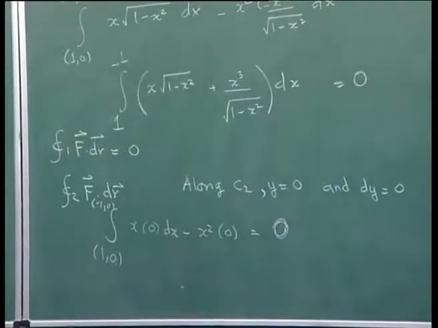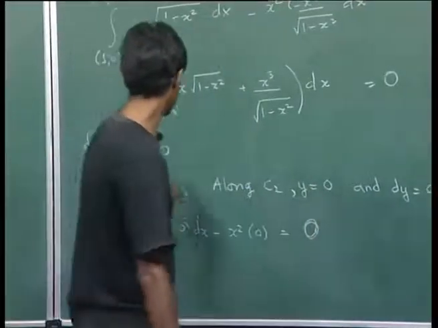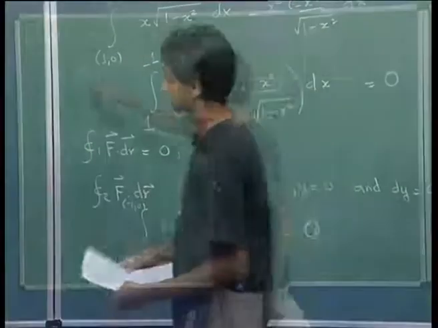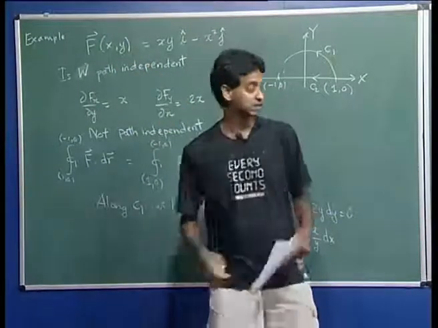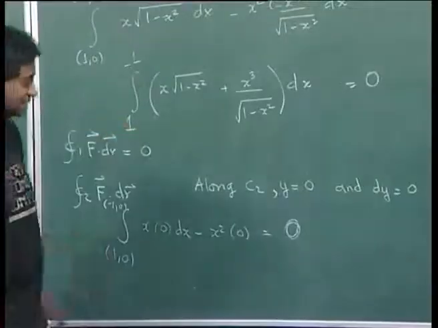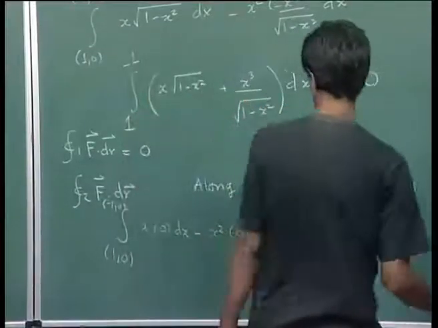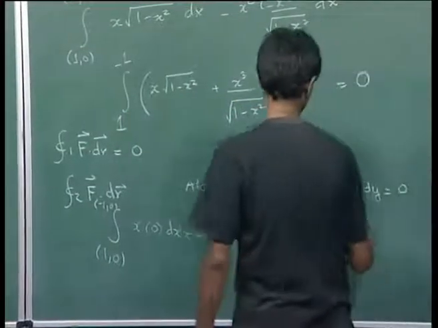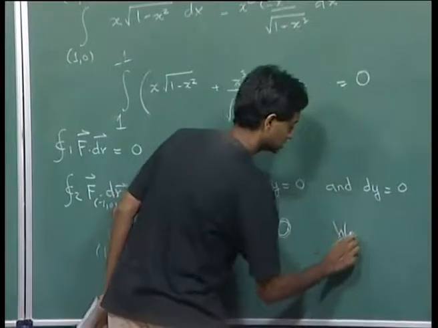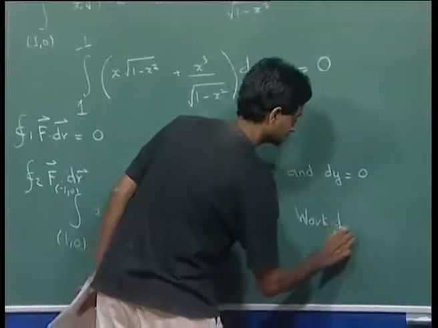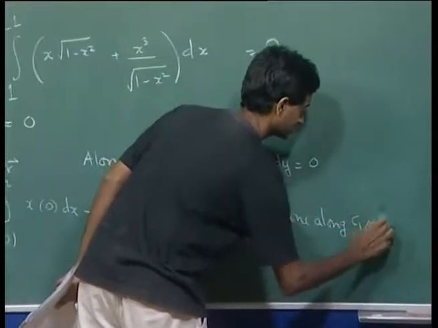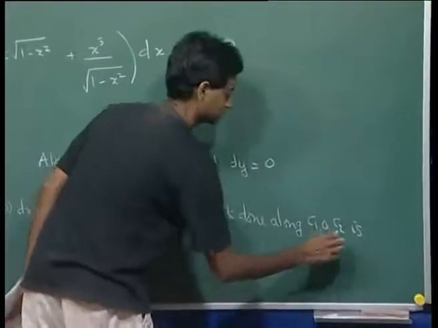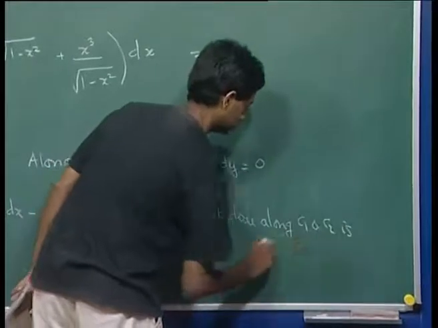And what you notice is that even though the derivative said that the work should not be path independent, the work done along these two paths is identical. Okay. So, the point is, work done along C1 and C2 is identical.